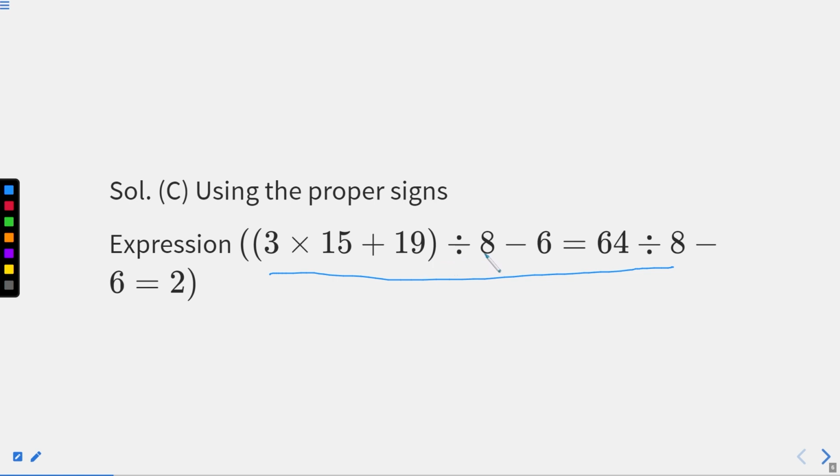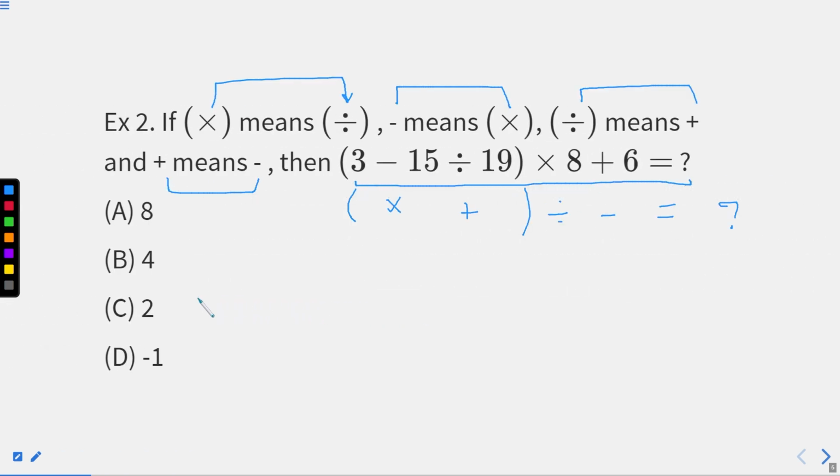So then we'll divide it by 8, and follow similarly, right? Eventually we'll get everything in frame. I hope this question is clear. So that is 45. 45, if we are adding 19 to it, what are we getting? We are getting 64. And if we divide 64 by 8, we'll get 8. And if we subtract 6 from 8, we are getting 2 as our answer, which you can see in option number C.